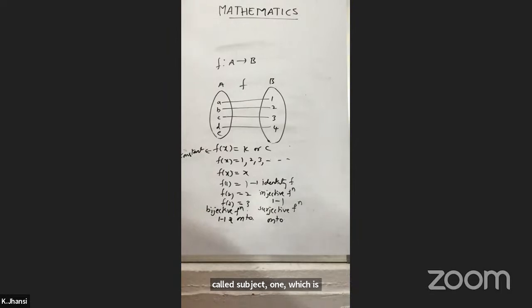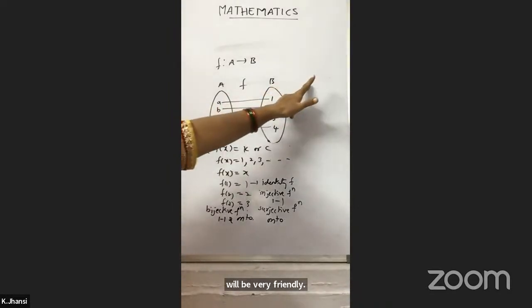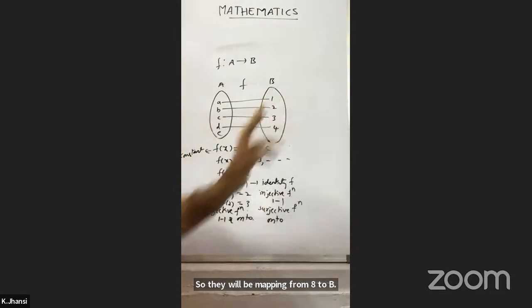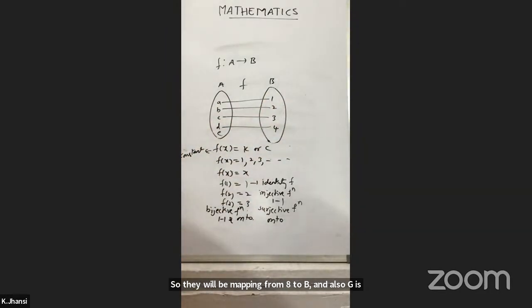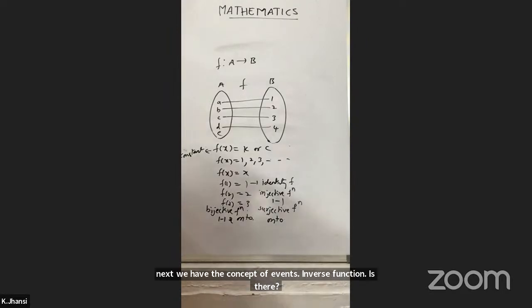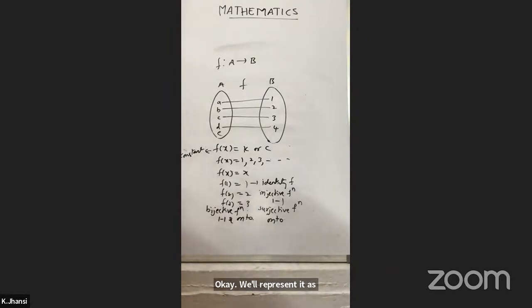Okay. Next, even you have composite function is there. Composite function means two functions will be there, f and g. So they will be mapping from A to B, and also g is another function from C, also one more set will be there. So next you have the concept of even inverse function is there. Okay. So inverse function means we'll represent it as f inverse of y equals to x. So on this also you are not having any top, that is the problems are not there.